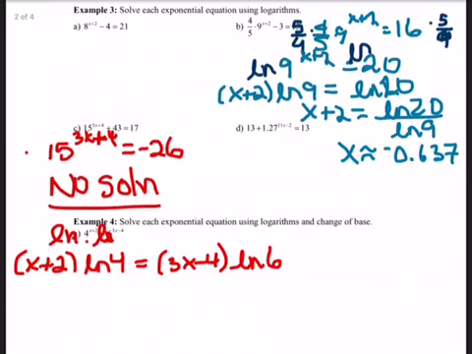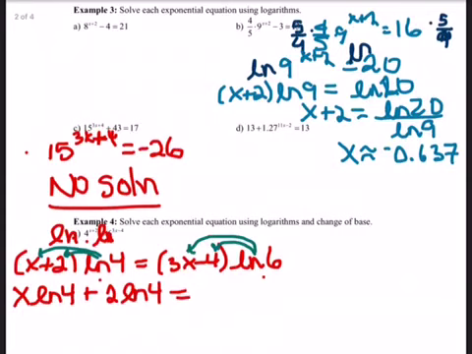Okay, so there's a couple ways we can do this. All right, I think the easiest way is to, instead of dividing, because notice that if I just divide the natural log of 4 over the natural log of 6, it doesn't really get rid of anything to isolate the x. So instead, I'm going to carry the natural logs through to their sets of parentheses. So that's going to give me x times natural log of 4 plus 2 times natural log of 4. And then multiply the other side. So I'm going to have 3x times natural log of 6 minus 4 natural log of 6.